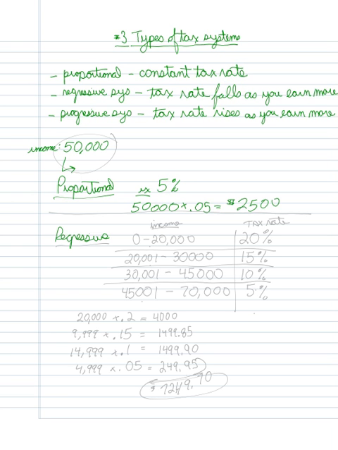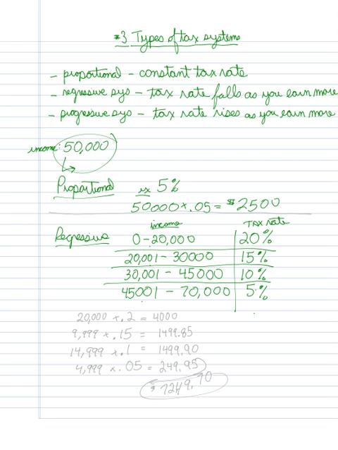In a regressive system, same $50,000, except now what we do is we start to create brackets, tax brackets. So what I want to do is say something like this. I'm going to make up these kind of brackets here. So here's the idea. For a regressive system, as you can see here, the tax rate is falling as I earn more and more money.